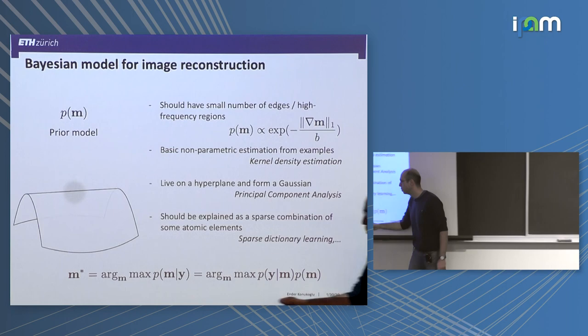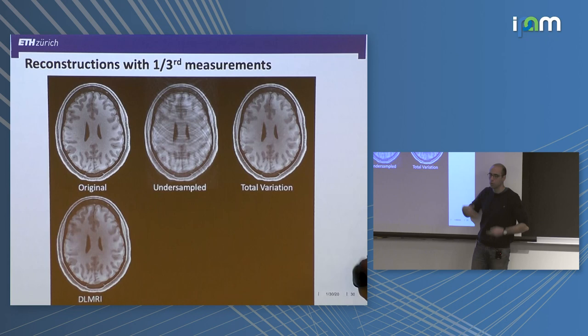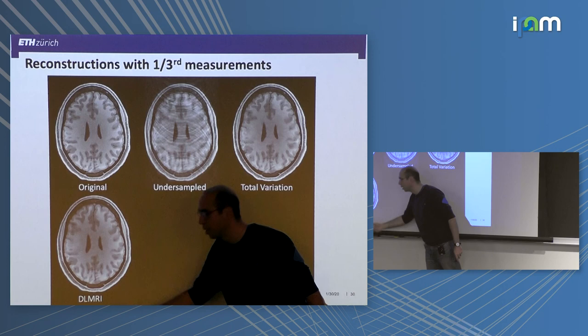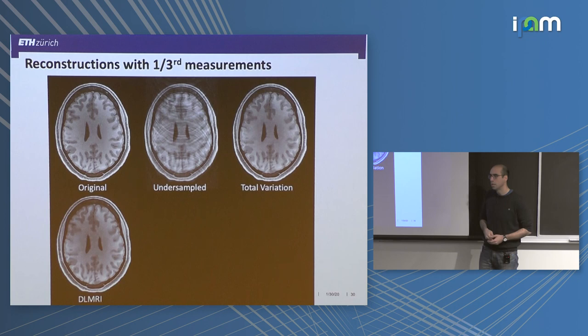So when I do this, I get really, really good results. I have the original image, and I have an undersampled image where only one third of the measurements are taken. I can apply total variation and get a nice image out here, or I can apply a dictionary learning method, really a state-of-the-art thing, and get an even better reconstruction. Now, maybe it's difficult to appreciate why this is better from that perspective.